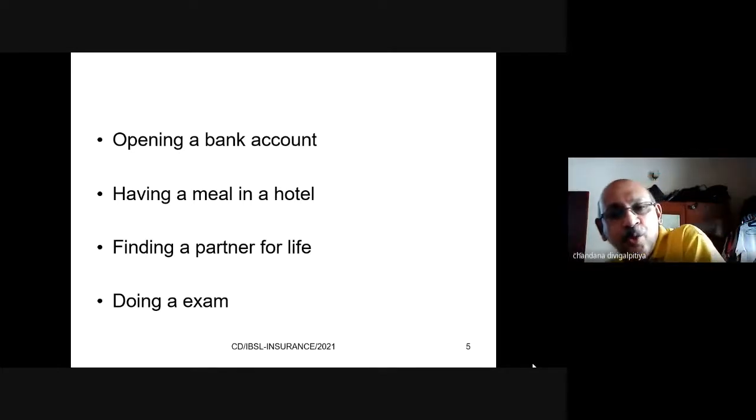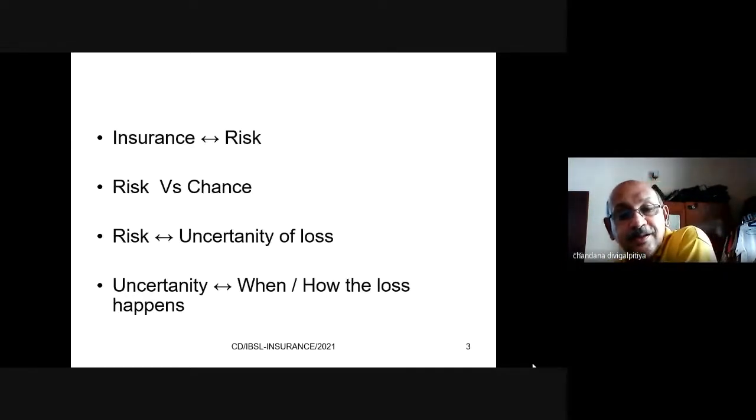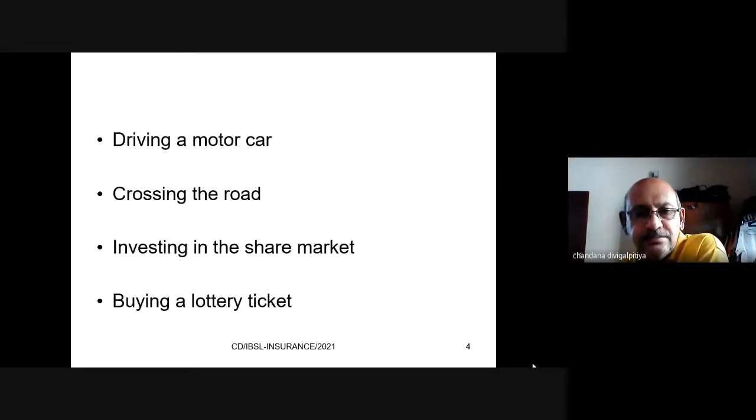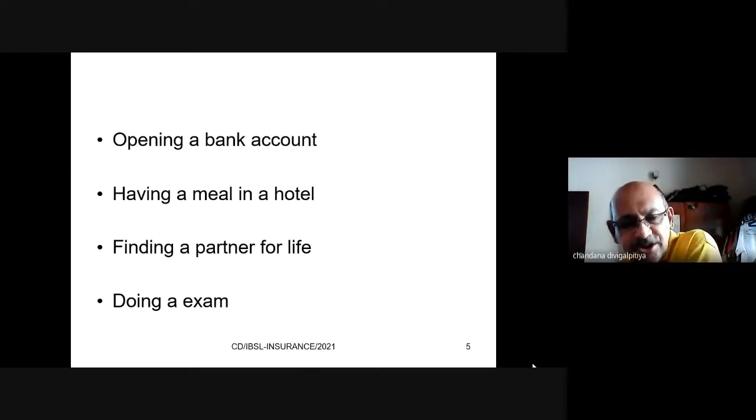So basically, opening a bank account, having a meal in a hotel, finding a partner for life, and doing an exam, all these are chances. Because I suppose if you want to take something as a risk, you have to think about the last two points: either a loss and either the uncertainty, and then when and how. If that's not there, it's always a chance. Right? So 1 and 2 risk, 3 and 4 chance, here all chance.